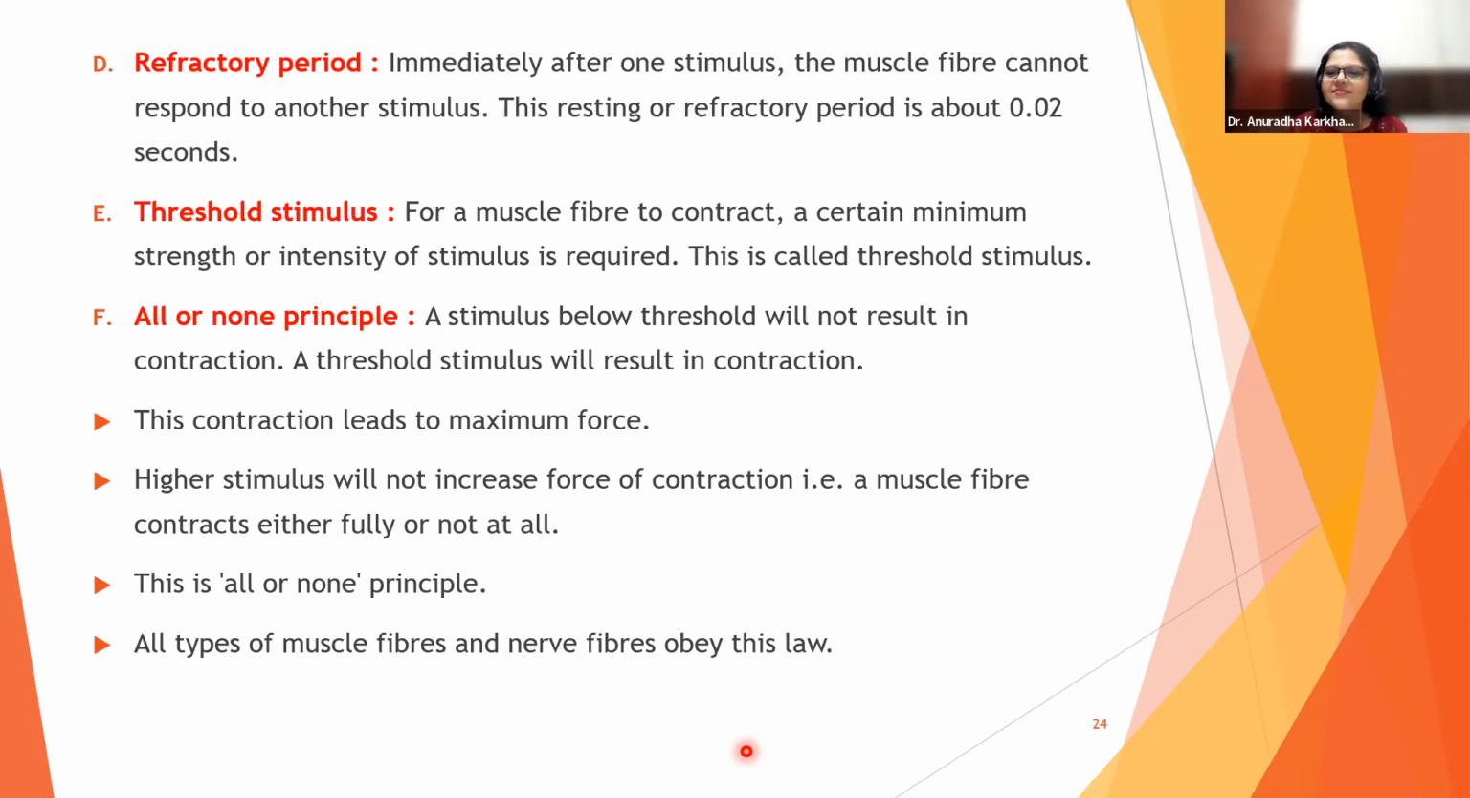Now the calcium ions will leave the troponin and go back to the sarcoplasmic reticulum. That is the time when relaxation will take place. Okay?